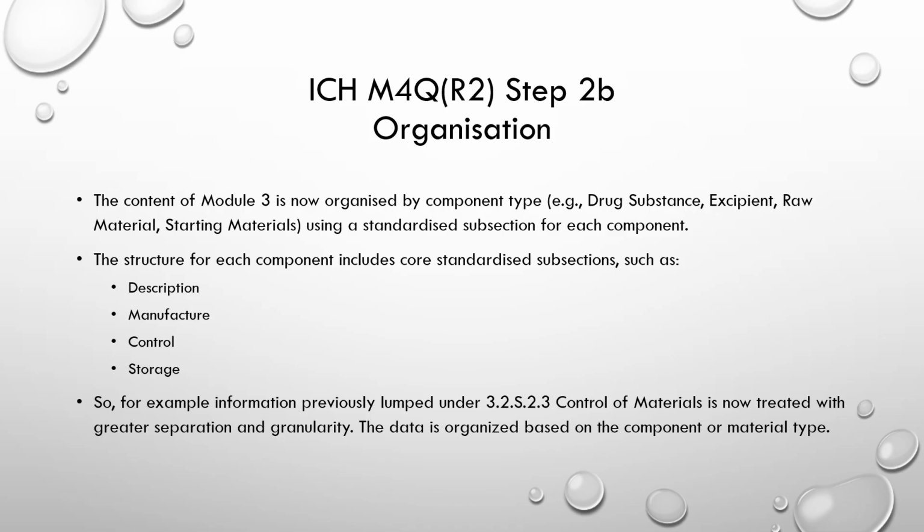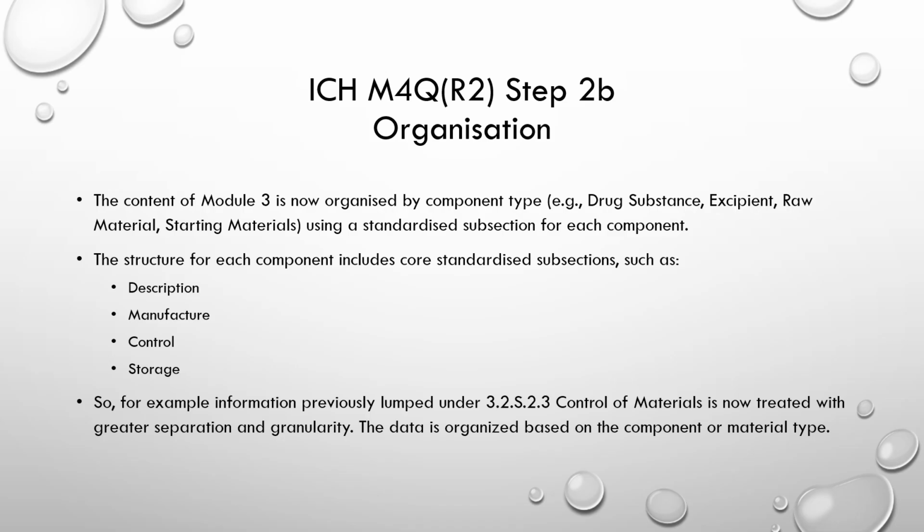So how is it structured? I will be giving you a video presentation on this, but how is it structured? It's organized by component type. So you've got your drug substance, your excipients, your starting material. I don't think it's got raw materials, but I can't recall. And it's a standardized subsection for each component. So for drug substance, you have your standardized subsections; for excipients, standardized subsections; and your starting material. And how it's structured is you have your description, and your manufacture, control, and storage. I don't want to spend too much time on this.